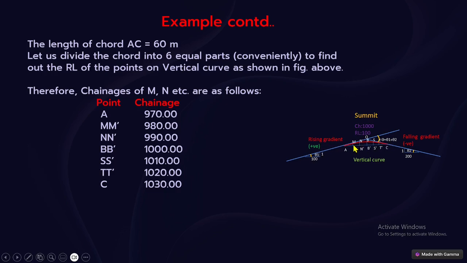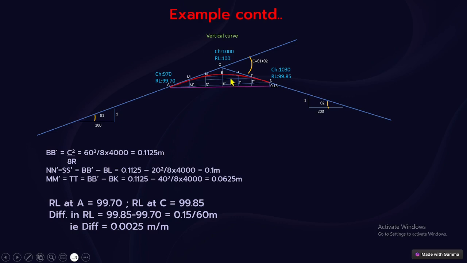Then we have to find out the RL of these points. For that, we have to find out the offsets M dash, N dash, B dash, S dash, T dash, and C. We can calculate that; already we have discussed it in the horizontal curve. The offset will be equal to the versine. If you take the mid offset BB dash, the mid ordinate equals the versine. You know the formula for the versine: C squared by 8R. Here the chord length is 60 meter, and R we know is 4000, the radius of the vertical curve we are setting. So C squared by 8R will be 60 squared divided by 8 divided by 4000, which is 0.1125.